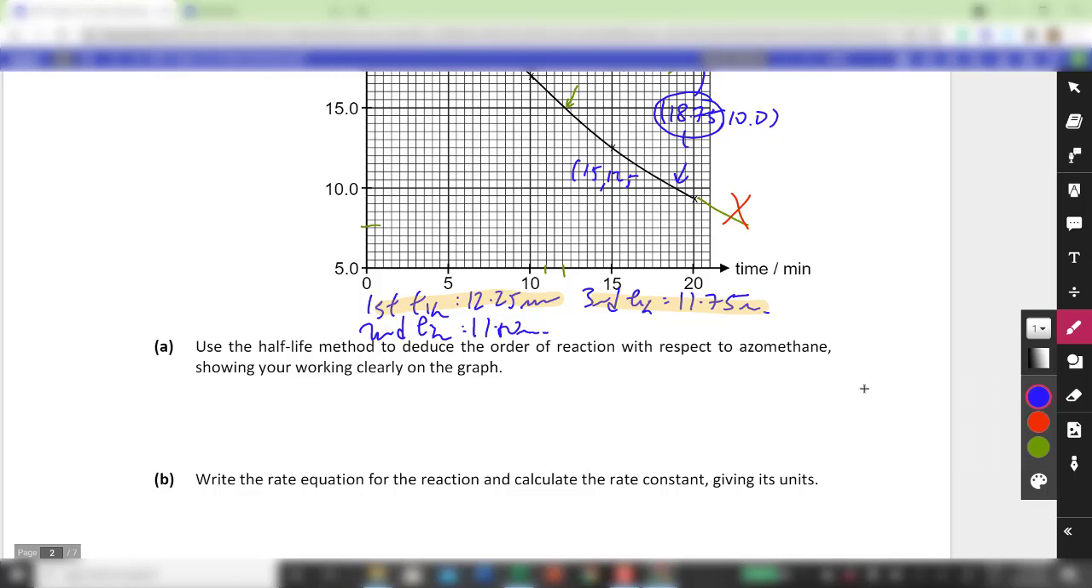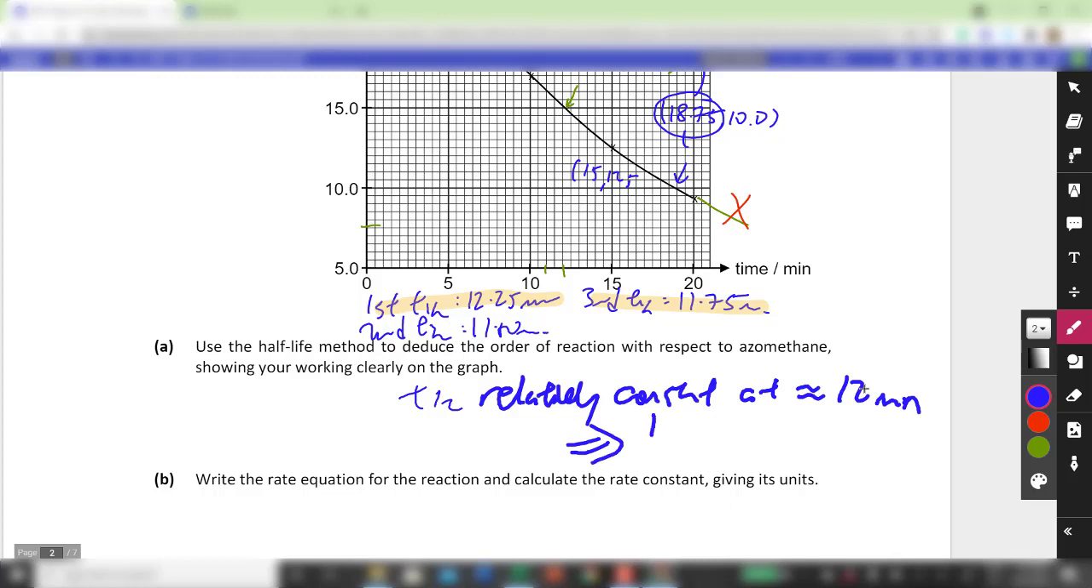So in that sense, we will say that the t half is relatively constant. Can we say that? The t half is relatively constant at around 12 minutes. We do this by taking an average. Relatively constant at about 12 minutes. So therefore, this is how we confirm that it's actually first order kinetics.